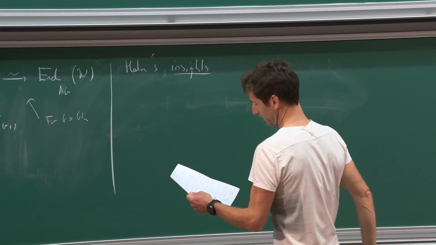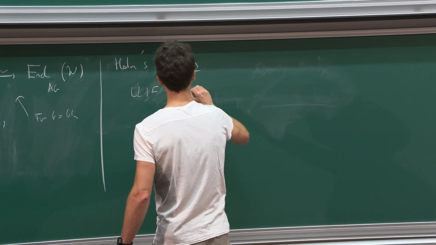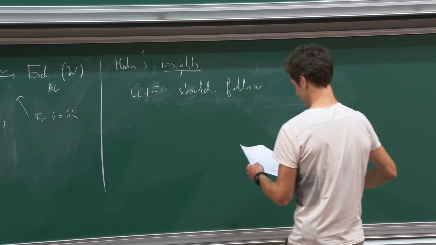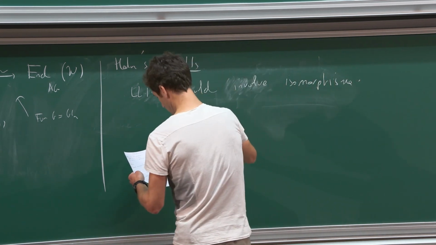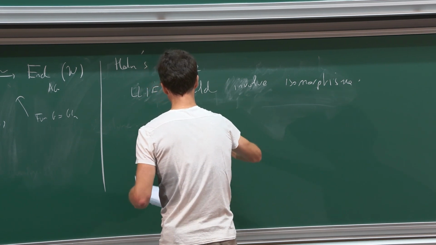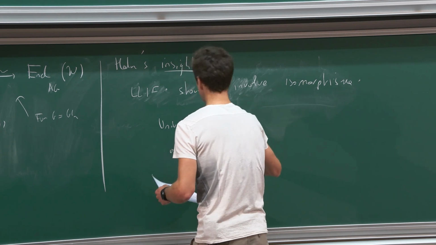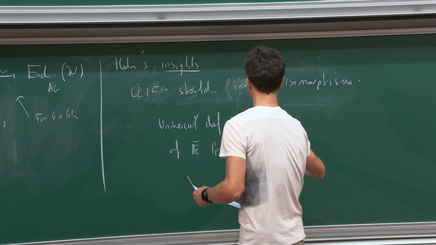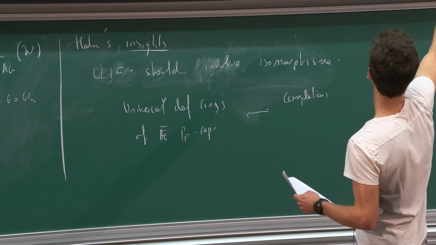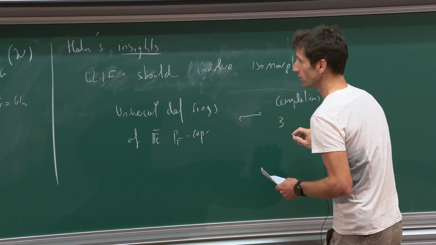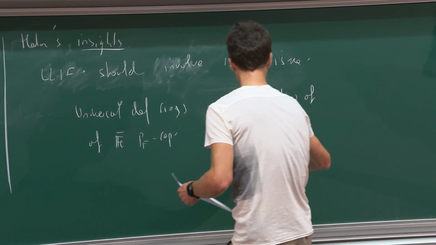So Helm's insight is that this conjecture, LLIF, should follow from, or rather should involve, an isomorphism between the following stuff: the universal deformation ring of, say, an F_L bar Gamma representation, and the completion of the Bernstein center, or of the ring of endomorphisms, at some closed point. So maybe, yes, this will be, say, C_L.